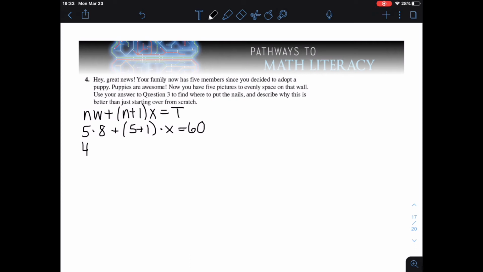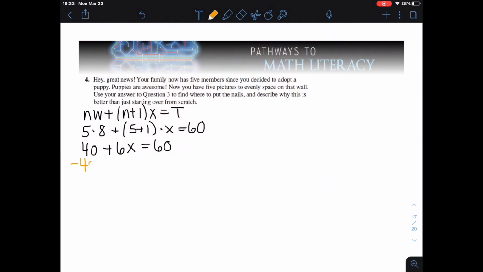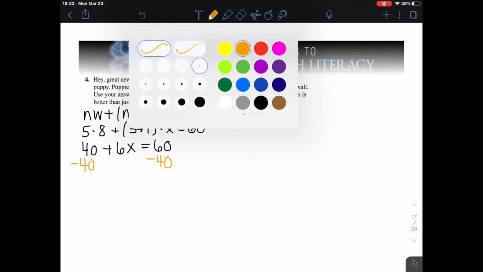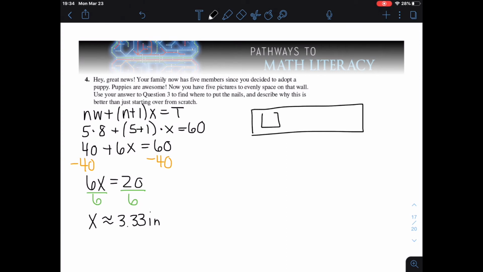So now the amount of space taken up by pictures is going to be 40 inches. We have 6 blank spaces that are x inches each, and that better account for my total wall, which is 60. So to solve for x, we subtract 40. And that gives us 6x equals 20. We divide by 6. And that gives us x is 20 over 6, which if you plug in a calculator is around 3.33 inches. Okay? So now we know the width of our space.